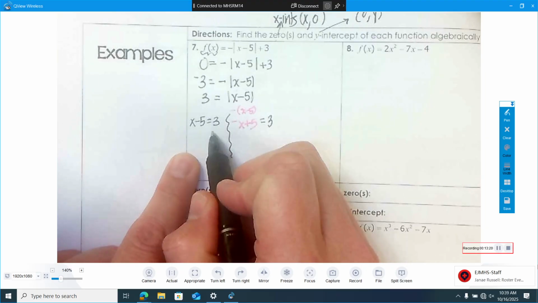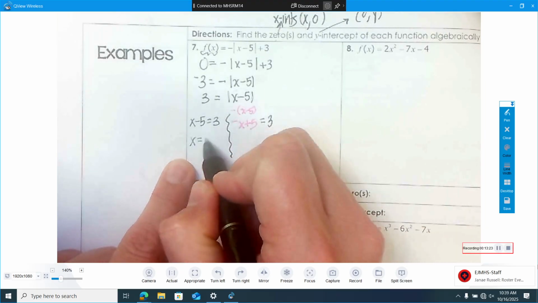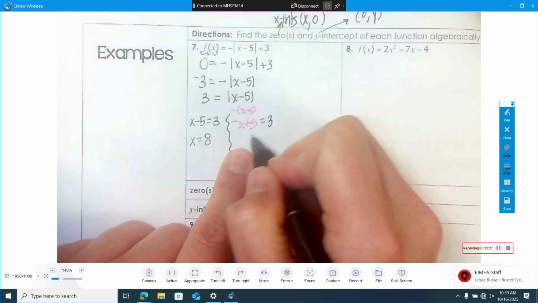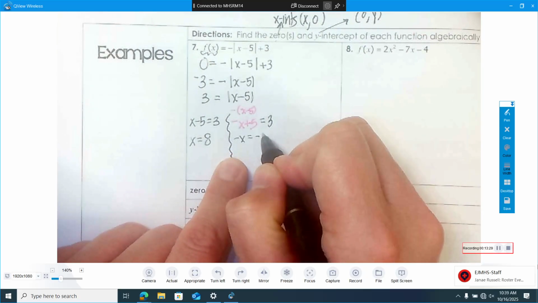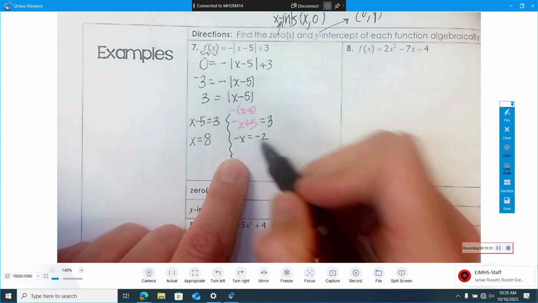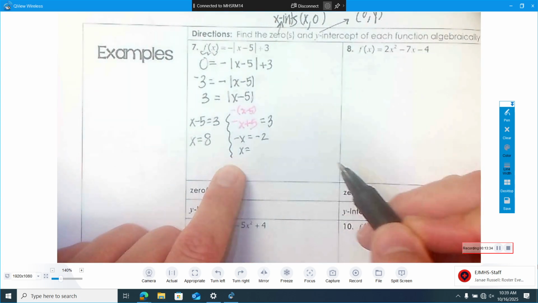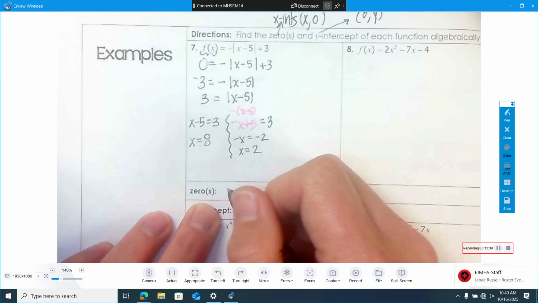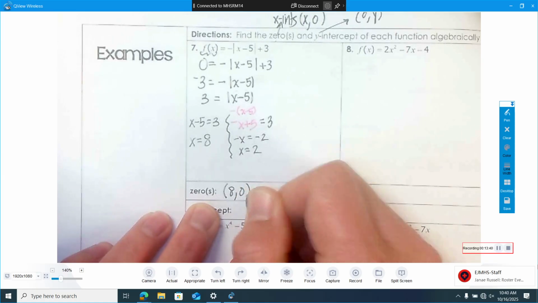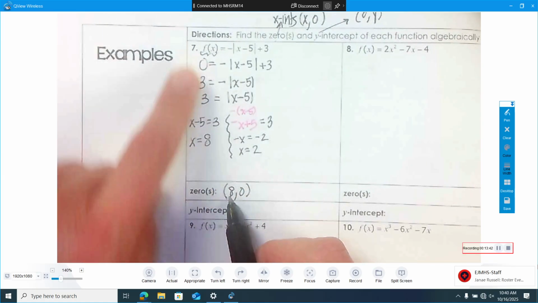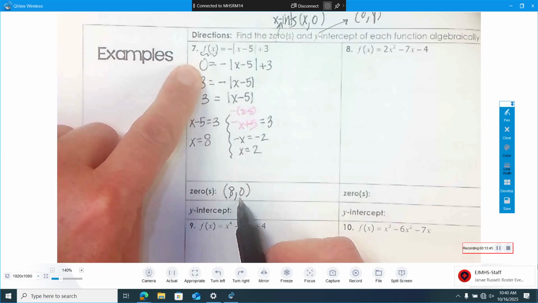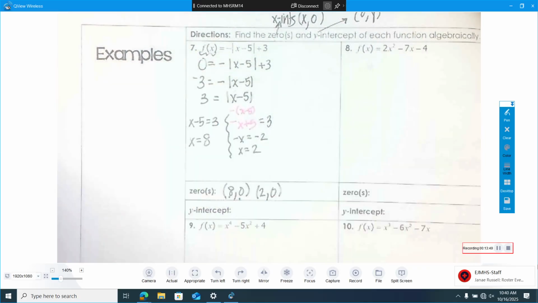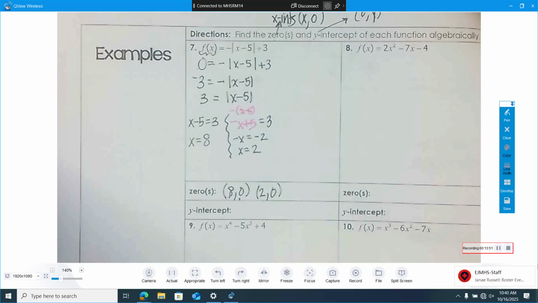We're going to go ahead and add the 5, so we get x equals 8. Subtract the 5 over here. We get negative x equals negative 2, and then x equals 2. Good. All right, so those are our zeros. That means we have 8, 0. The x was 8. The y value was 0. Or we have the x is 2 when the y is 0. Two solutions for those intercepts.